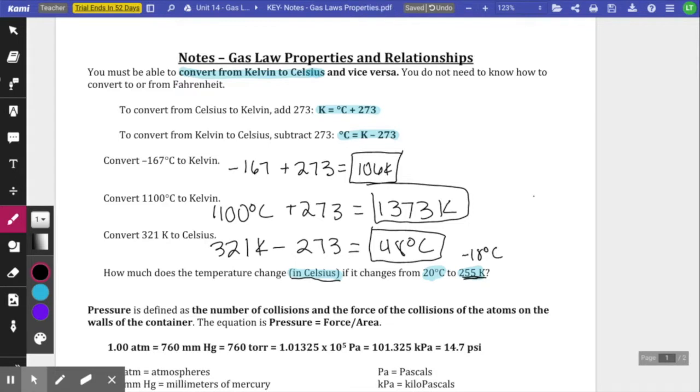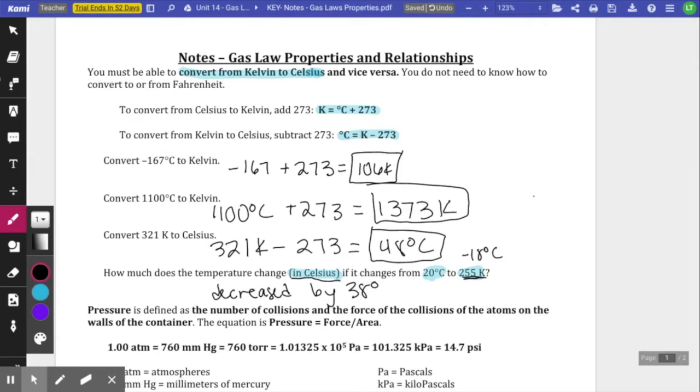And then you just want to know how much the temperature changes. So we went from 20 to negative 18. So our temperature decreased by 38 degrees. And boom. That's how you convert to Kelvin.